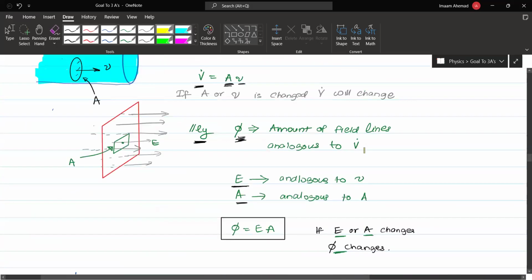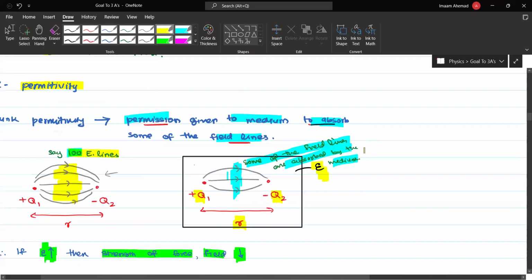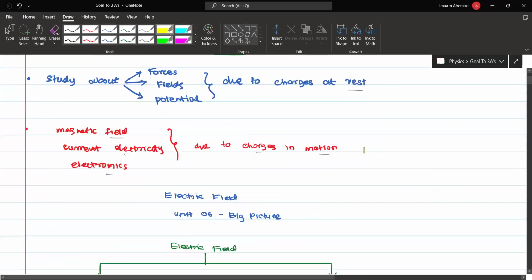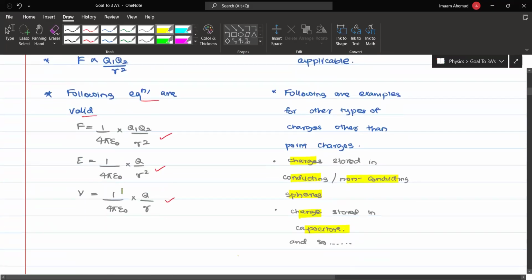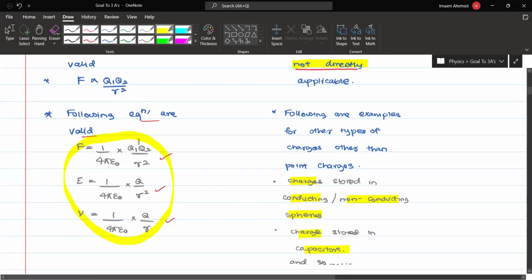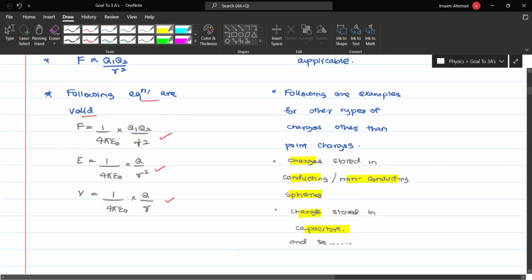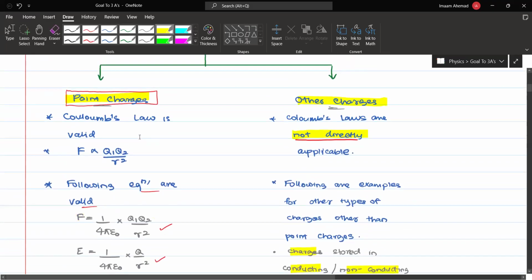So let's recall what we are doing. We actually started from here. I said electric field, divide them into point charges and other charges. These equations are only valid for point charges. And we finished that discussion on point charges. Then we came into other charges.